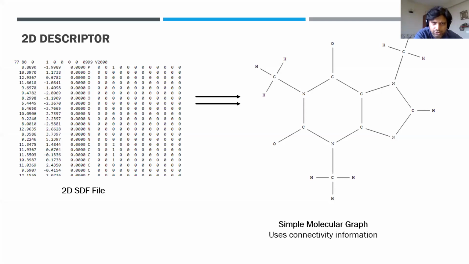So this is the 2D SDF file. In the hands-on session that we will conduct, the plan is for next weekend. There we will see where we can get it, how to download it, and how to use it. But for the time being, let's assume that this is the 2D SDF text file. For a computer it is a text file representing the XY coordinates, and that can be transformed into this structure. In a 2D SDF file there is also connectivity information. Using that information, we can draw a simple molecular graph showing which atom is connected with which atom, and then we finally end up with something like this.